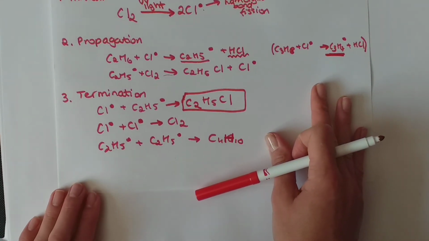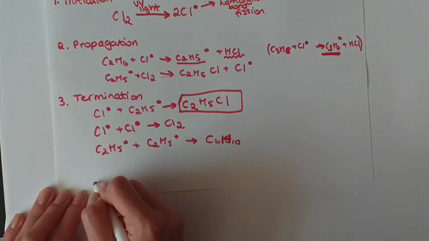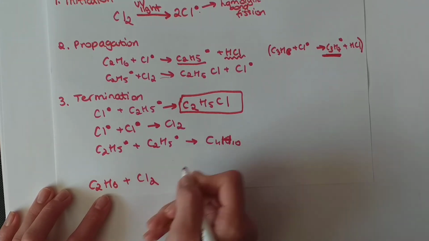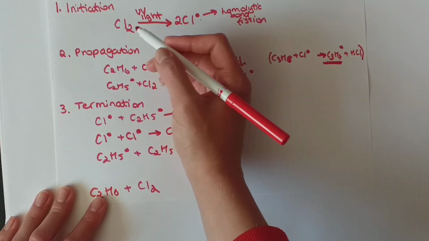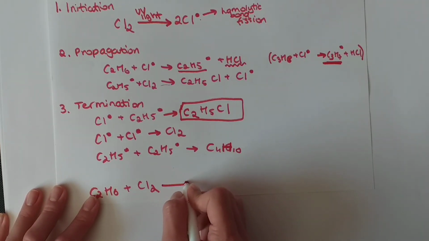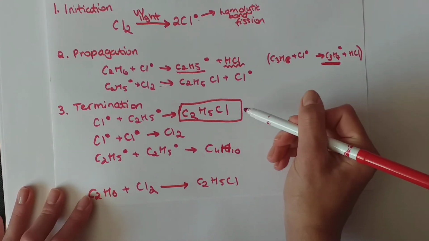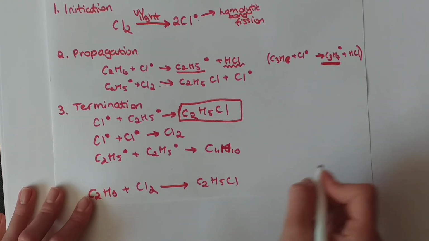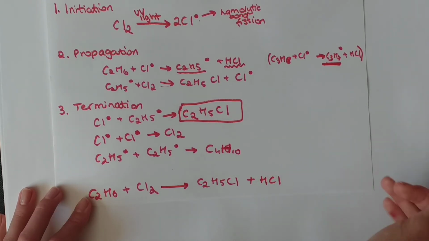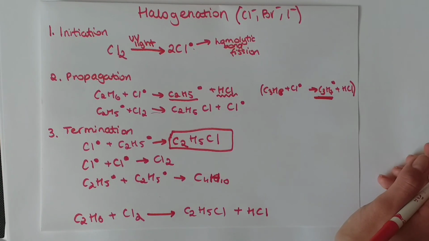There's also an overall equation I'm going to show you. So the overall equation is basically taking the alkane, reacting with the chlorine, because we need a chlorine in this reaction and we need the alkane in this reaction. And this would give us C2H5Cl, just like in this one, plus whatever is left. So in this example, it's HCl. So this is all you need to know about halogenation.